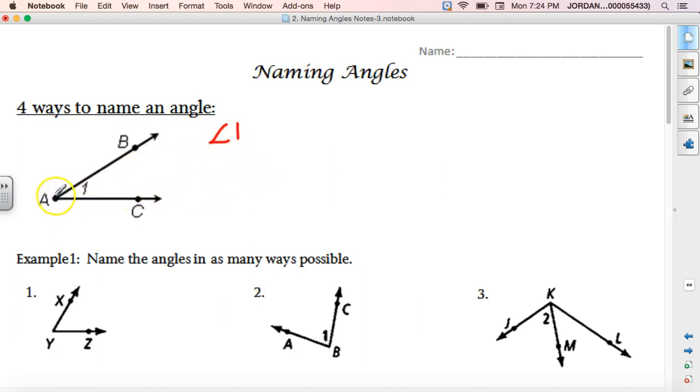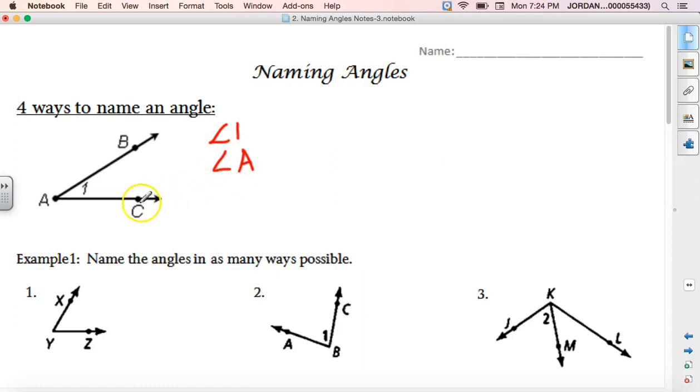You can also name it by using the point at the vertex, or where the two lines meet, we call that the vertex. So at that point, whatever that point is, in this case it's A, you can name the angle based off of whatever point that is. So we can also call it angle A. And that's the second way.